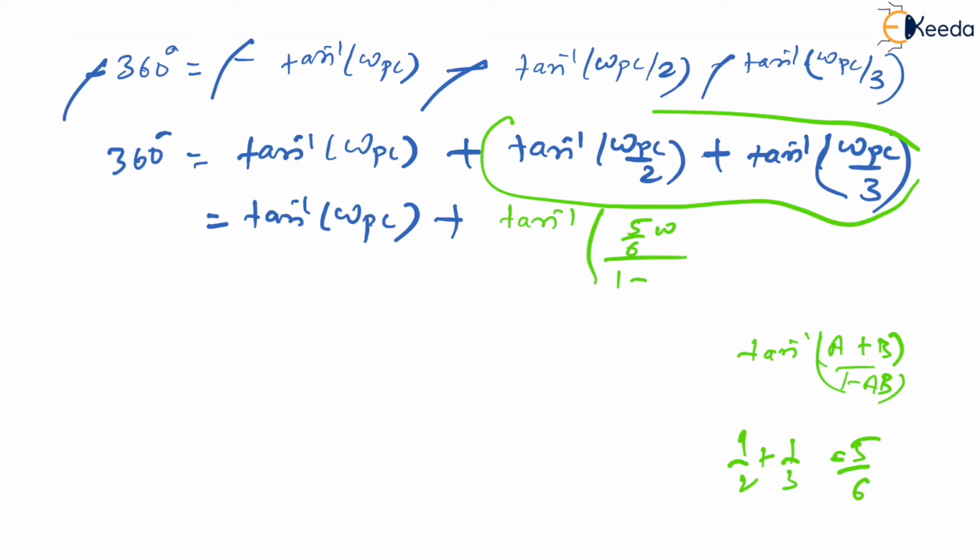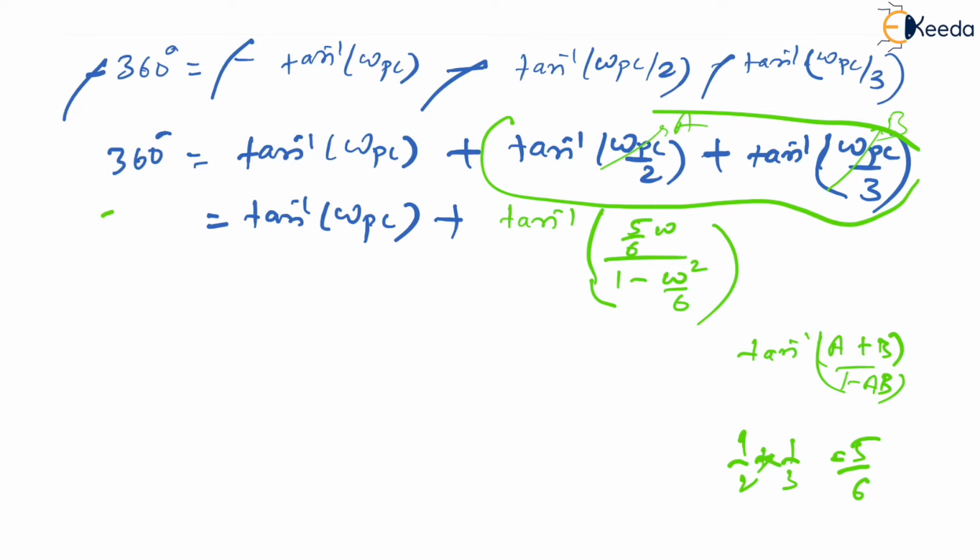Upon, what do I get? 1 minus the multiplication of these two, which will give 1 by 6 again. So this becomes 1 minus omega squared by 6, correct? So this is a and this turns out to be b. Then this is the formula which we use.